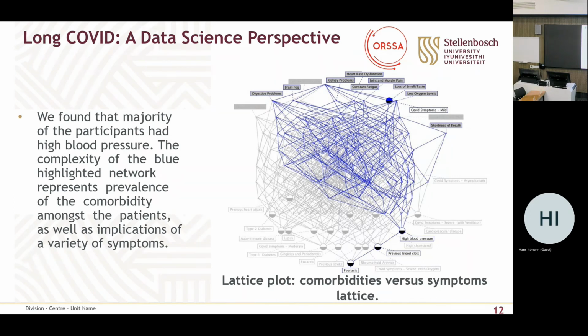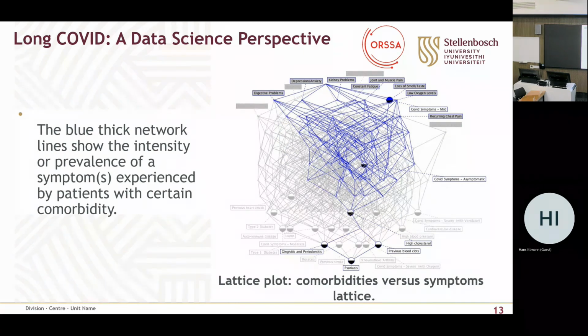From the data set, we found out that the majority of the long haulers that had high blood pressure have all these other long COVID symptoms, just like you see on the screen: digestive problem, brain fog, kidney problems, and the rest. And this other slide shows the high cholesterol relationship with other symptoms. You find out that some are missing here, like the ones not highlighted are missing.